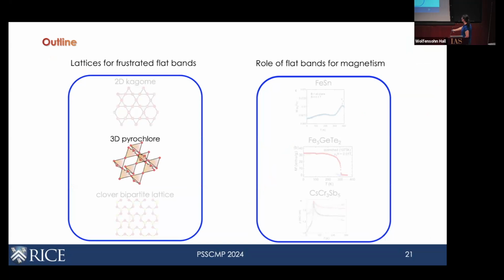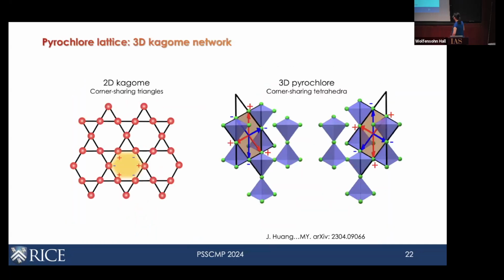Next, I want to discuss a little bit by going one dimension higher and talk about the 3D pyrochlore, which is the second most common lattice motif in bulk materials. Okay, so as we know from quantum spin liquids, a pyrochlore lattice is something like a 3D version of a Kagome lattice. This is also a geometrically frustrated lattice.